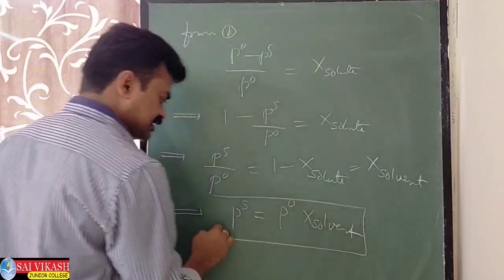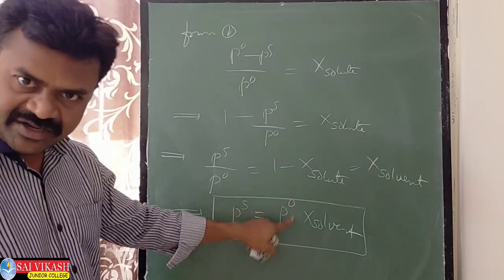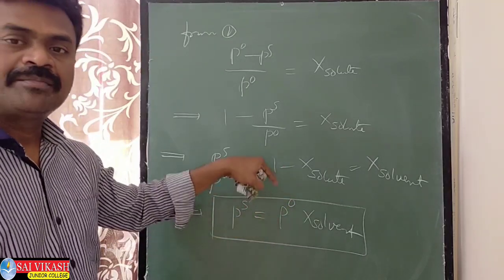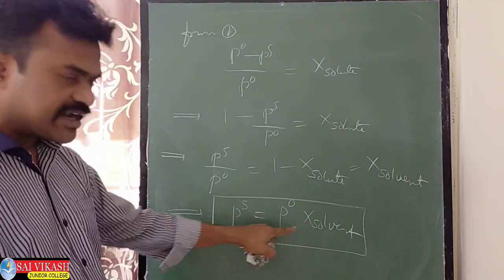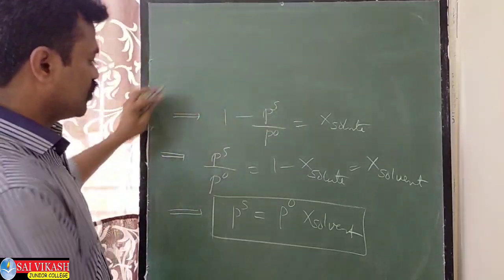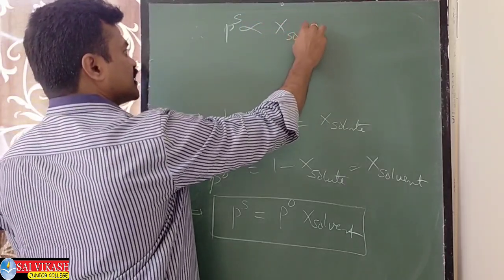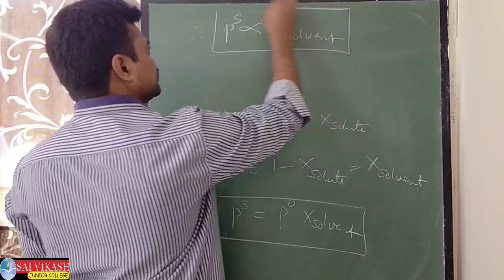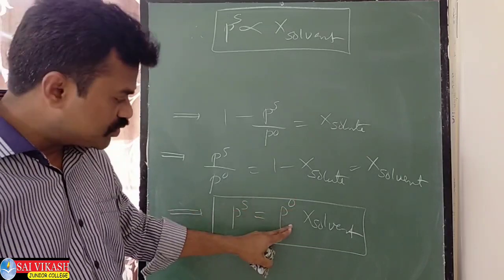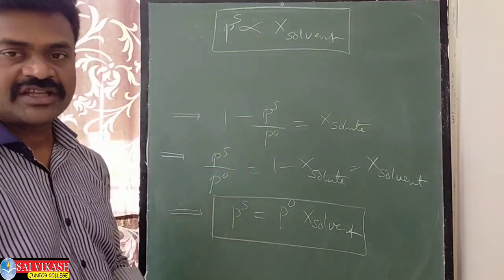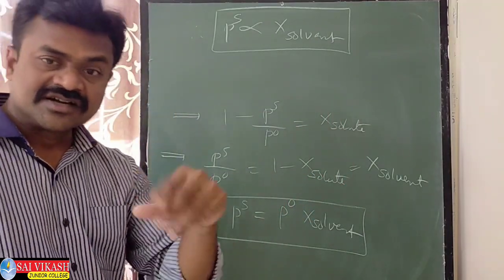Ps is equal to P naught into mole fraction of solvent. P naught means the vapor pressure of the pure solvent. This is constant. If you remove the constant, you get proportionality. Therefore Ps is proportional to mole fraction of solvent. Now I am defining the third statement of Raoult's law.